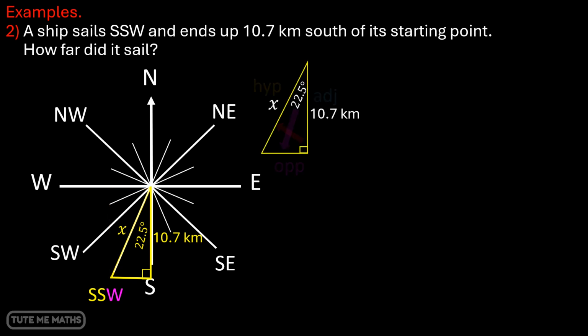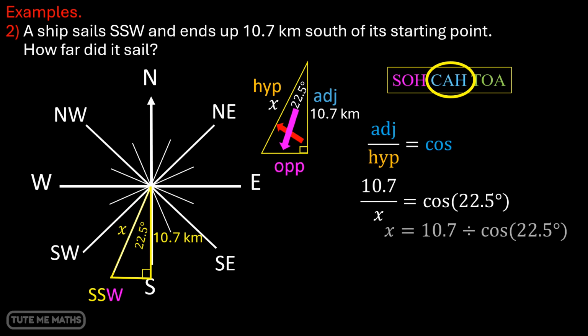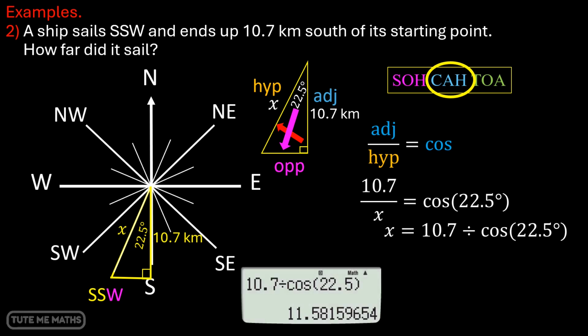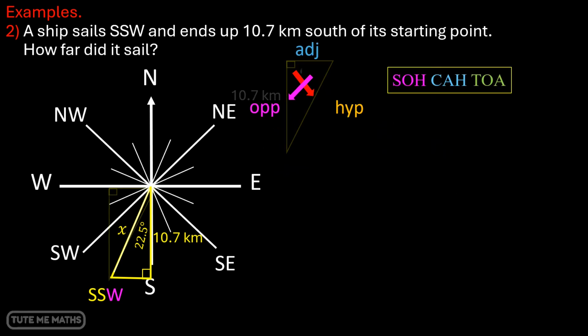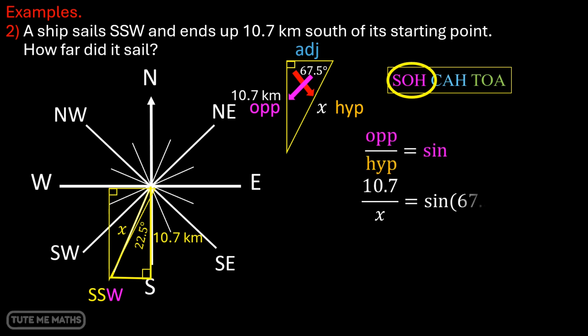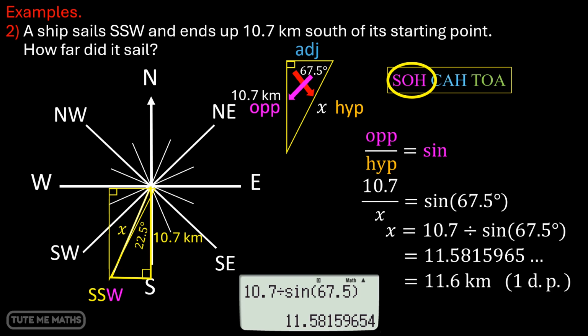Labelling the sides, we find that the cosine ratio is required. Transcribing the information carefully reveals that x is on the denominator this time. Remembering our handy shortcut, as we discussed in earlier videos, we end up with 10.7 divided by cos of 22.5 degrees, giving us 11.6 kilometers, correct to one decimal place. Using the other triangle requires the sine ratio instead, leading to 10.7 divided by sine of 67.5, naturally still giving us 11.6 kilometers as before.